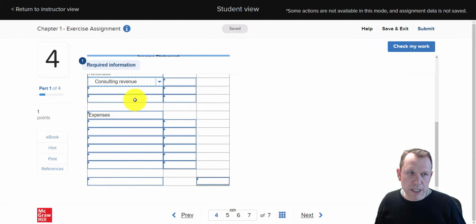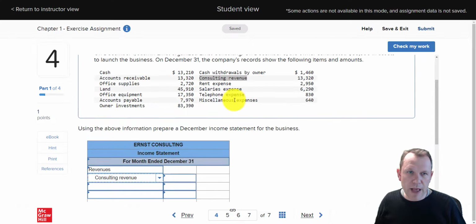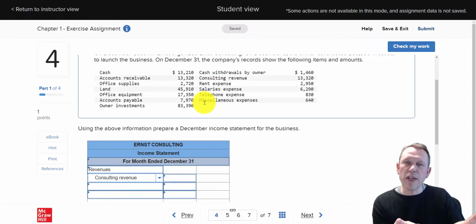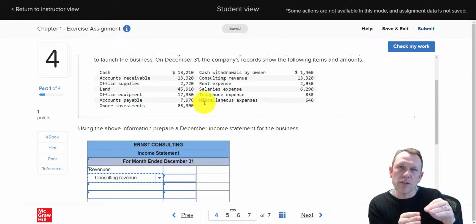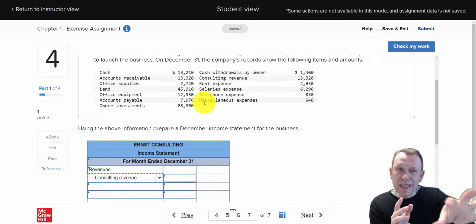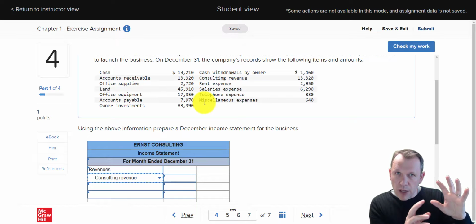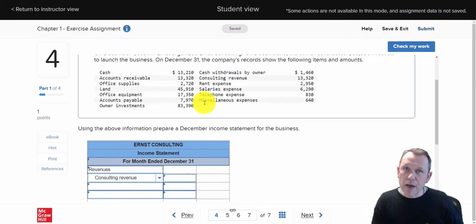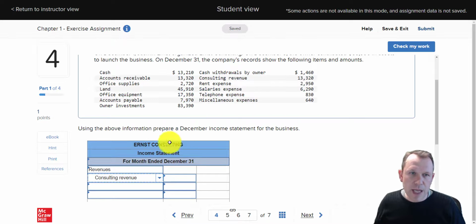Consulting revenue, there it is right there. And then our expenses, we're going to have 1, 2, 3, 4 of them. So this is something you can do as you look at your chart of accounts to make sure you have all the accounts that you need in this financial statement, or in all the financial statements you're using, right? So if you need all of your expenses, you've got to go account them and find them, right? So there's 4 expenses, and we can do those.